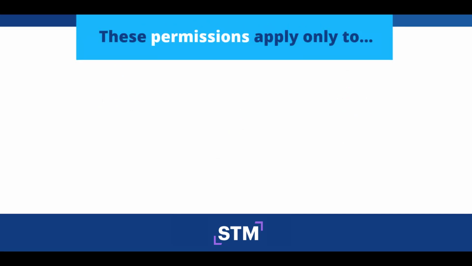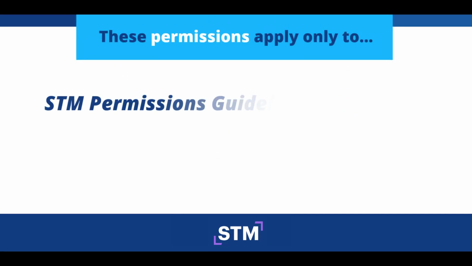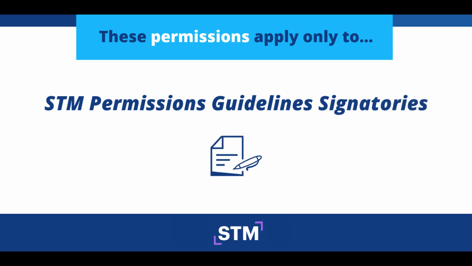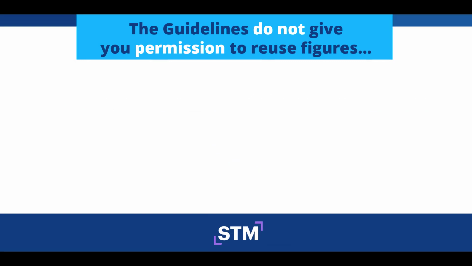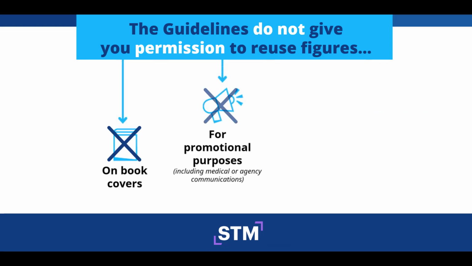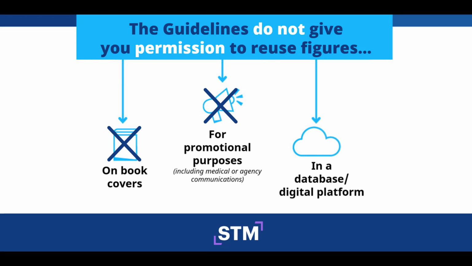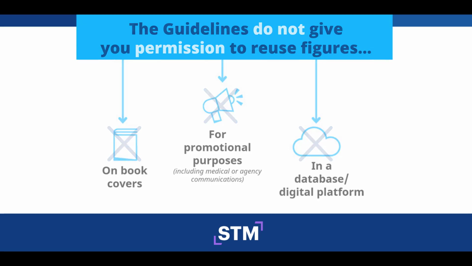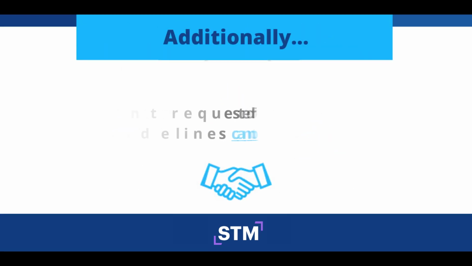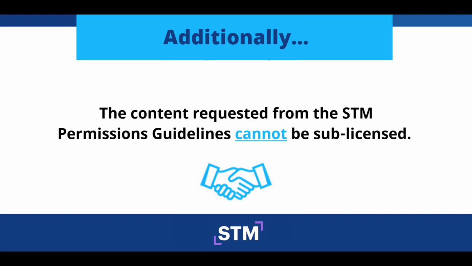However, these permissions apply only to STM Permissions Guidelines signatories. The guidelines do not permit you to reuse figures on book covers, for promotional purposes, or for reuse in a database or digital platform which do not form part of the primary work as it was originally published. Additionally, the content requested from the STM Permissions Guidelines cannot be sub-licensed.